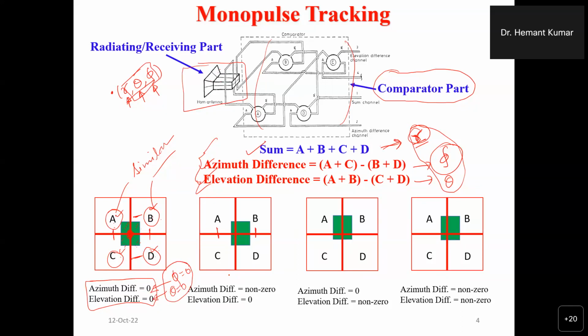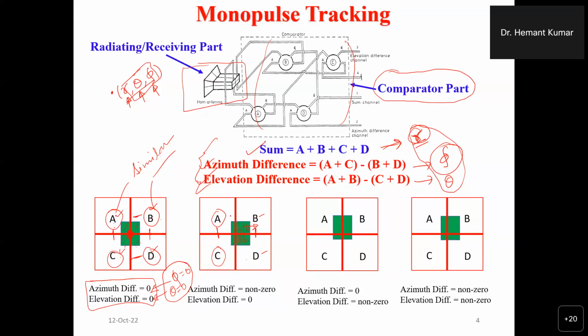Suppose in the second case the target is off center in the horizontal plane, or the azimuthal plane. If the target is shifted to the right in the azimuthal plane, the A antenna and C antenna will receive less echo compared to B and D. The green area represents the echo. So B and D are receiving more compared to A and C. If you calculate the sum, it is still the same.